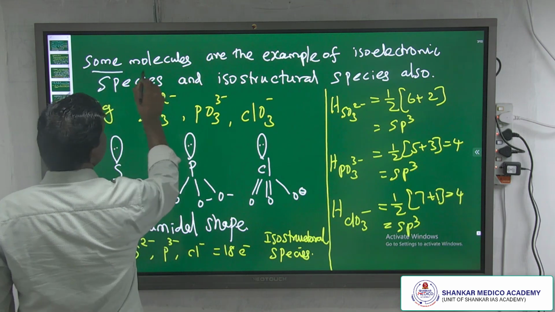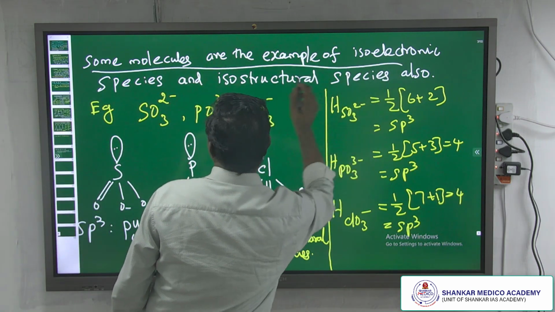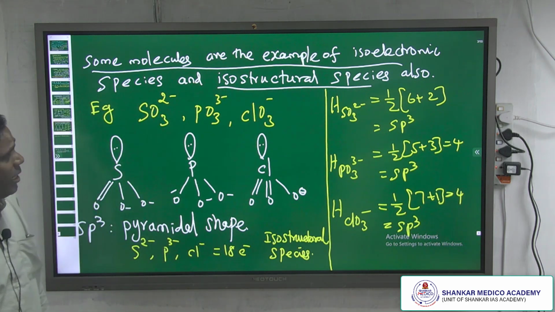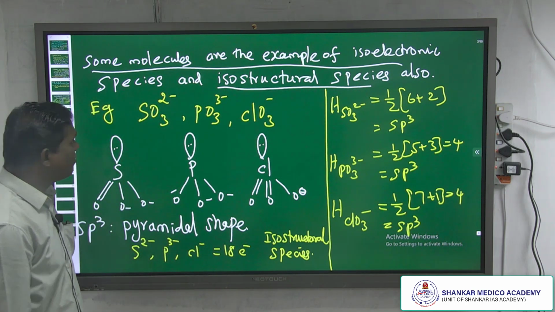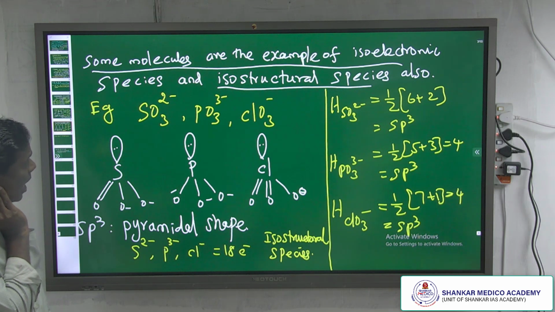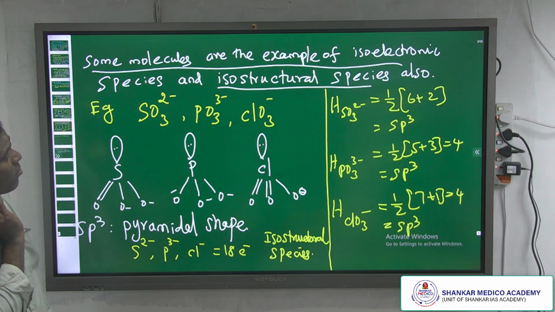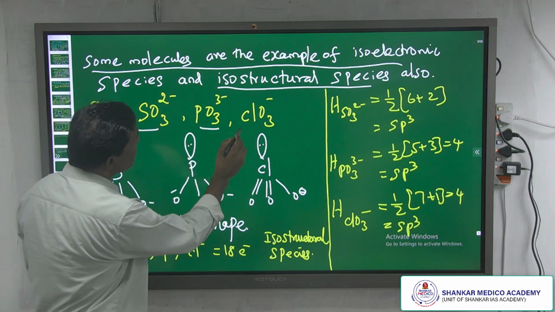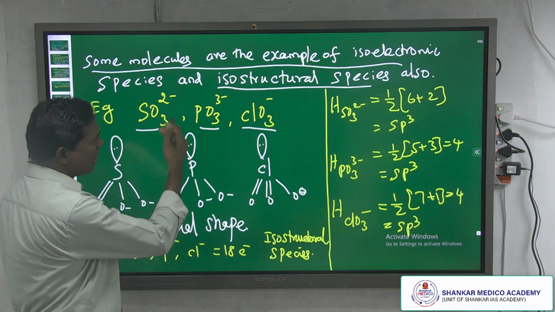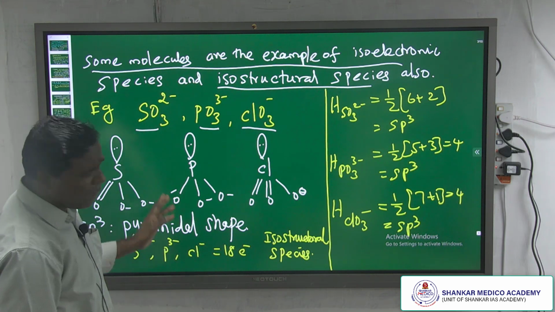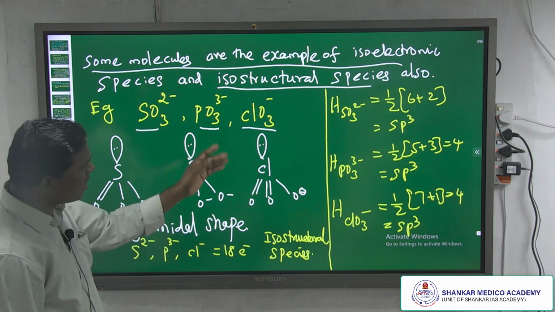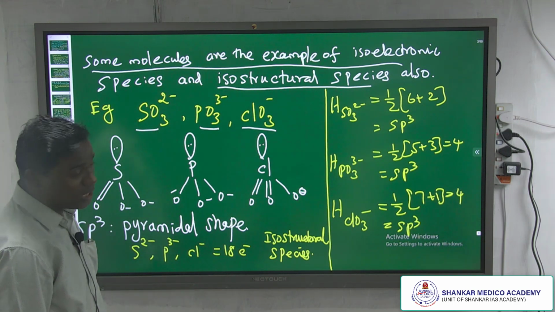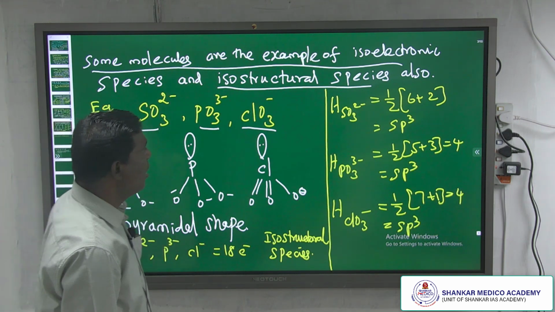Some molecules are the example of isoelectronic species and isostructural species. Of course, once isoelectronic, we got to see the number of atoms. If the atoms are equal, it also comes under isospheres. SO3 2 minus, PO3 3 minus, ClO3 minus. This is a sulfite, this phosphite, this is a chlorate, not chlorite, chlorate, because perchlorate is ClO4 minus.